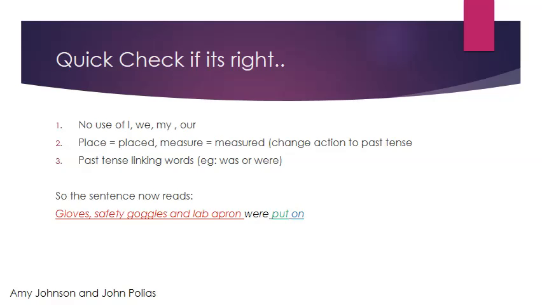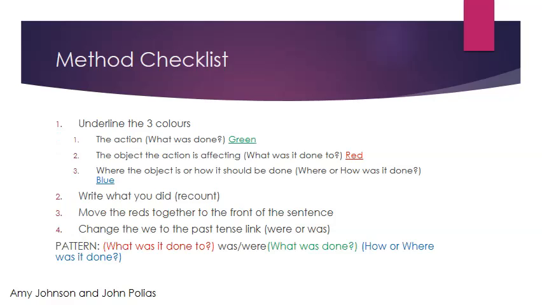Okay, so those past tense linking words, was or were, yep, they're in there too. Okay, so we've gone through that method checklist. Let's go through it again for when you're writing your next method. First of all, underline with the sentence, the instructions, with the three colours.